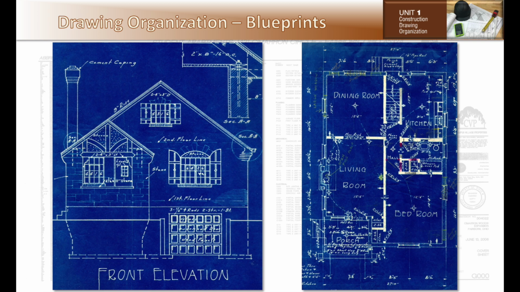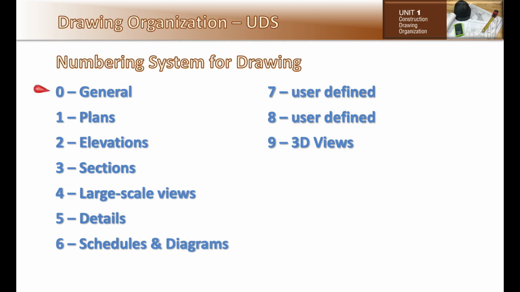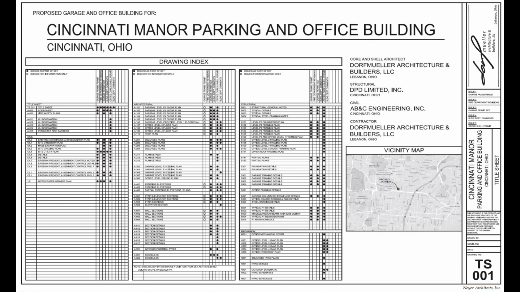There was a real sense of beauty to these old drawings. Today we have many other methods of producing printed drawings, but most are in electronic format, and the most common for job sites are PDFs. We discuss how drawings are numbered using the Uniform Drawing System, a standard of guidelines for organizing and presenting building design information. And what's on a title page?